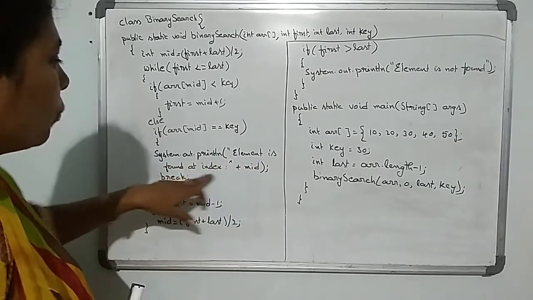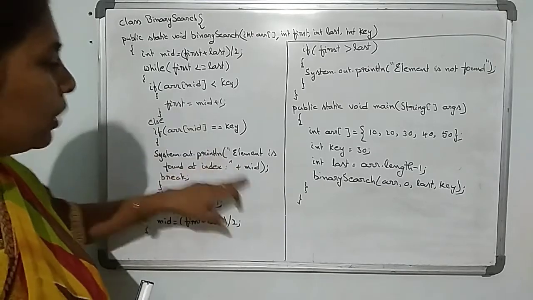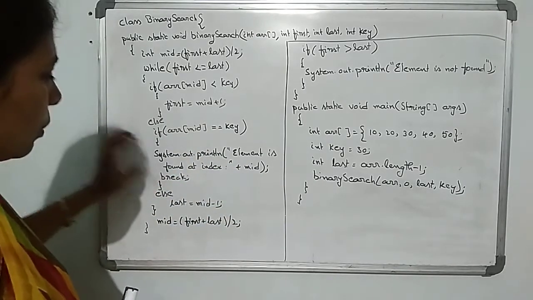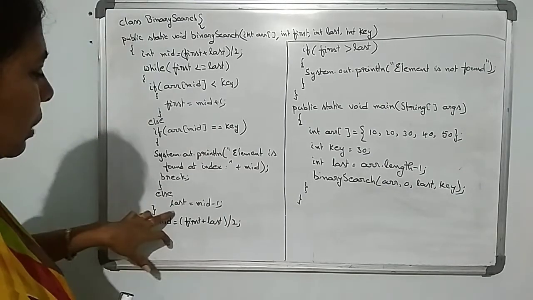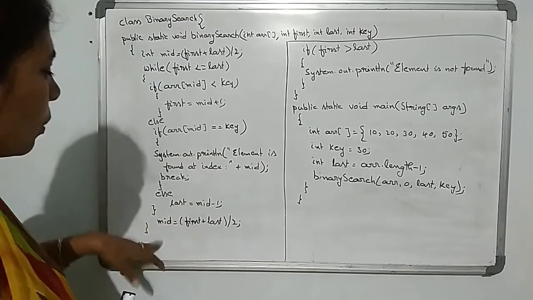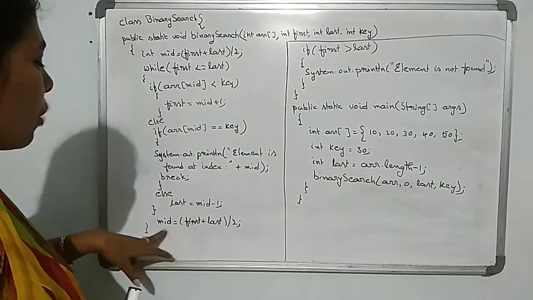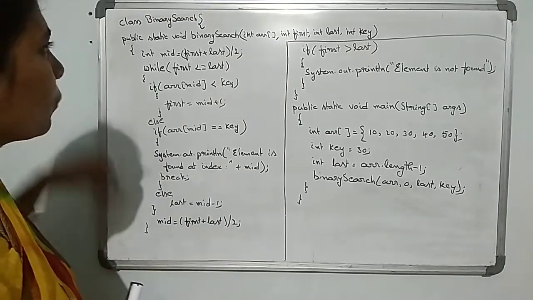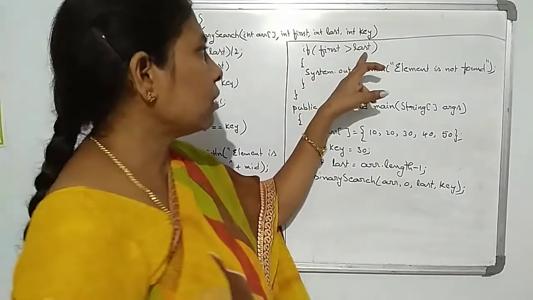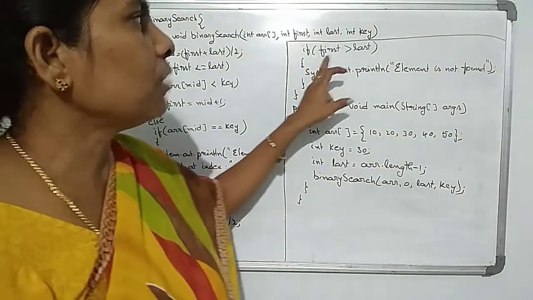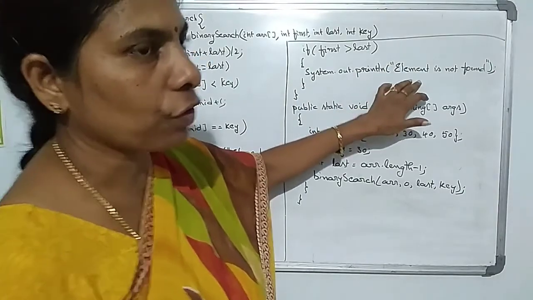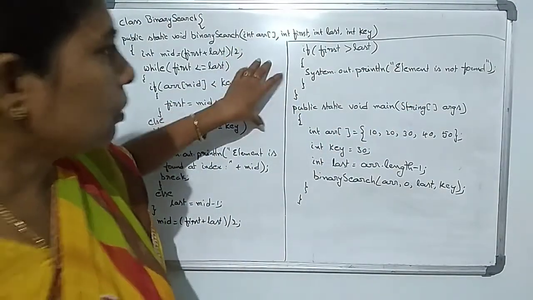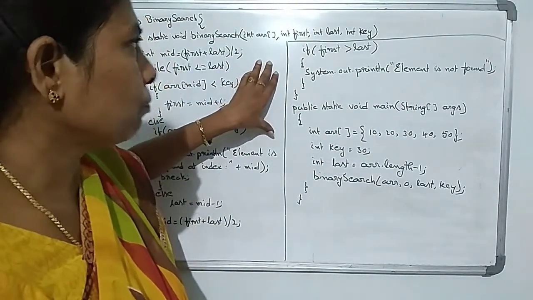then we print that the element is found at index, with the mid position, and break. If these two conditions are not satisfied, then you set last equal to mid minus 1, and again you do the process of mid equals first plus last divided by 2. If the first element is greater than the last element, then you print that the element is not found. So this is the technique you can apply for binary search.